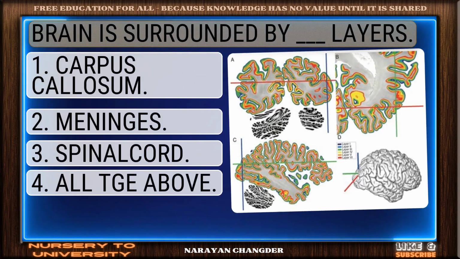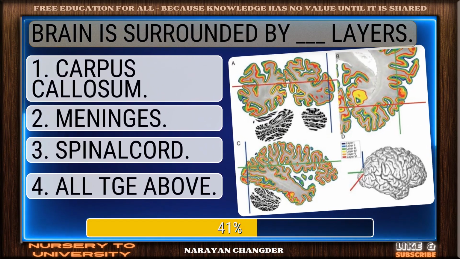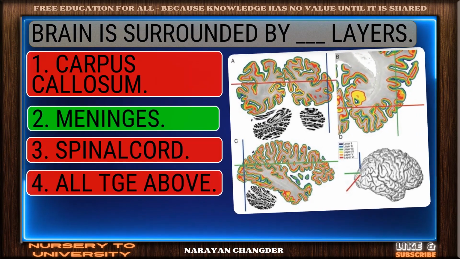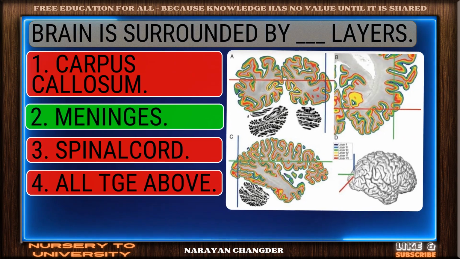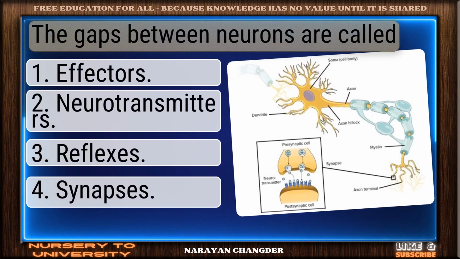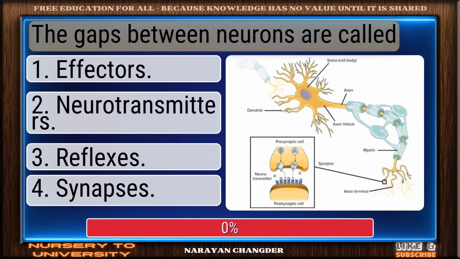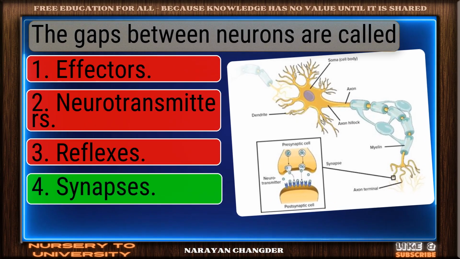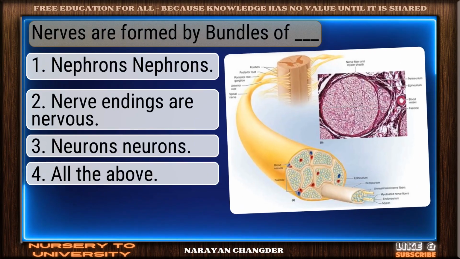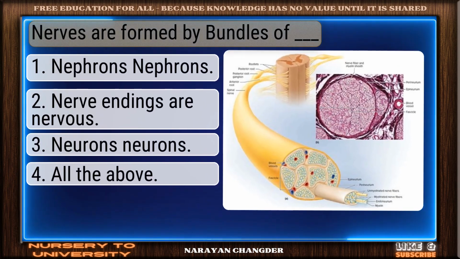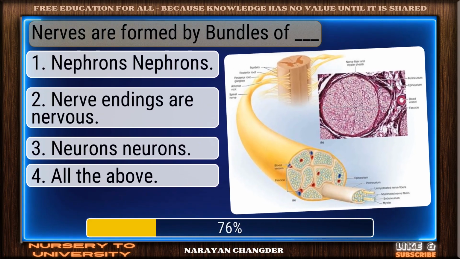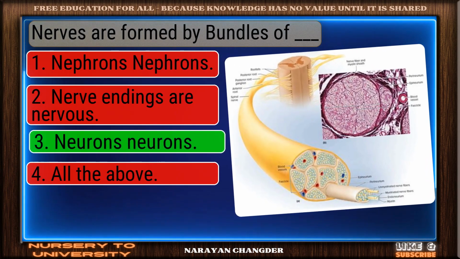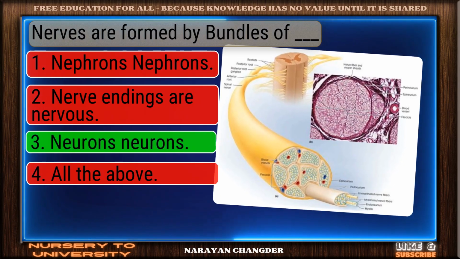Brain is surrounded by dash layers. Nicely done. Meninges is solid. The gaps between neurons are called. Correct. Synapses is spot on. Nerves are formed by bundles of dash. Correct response. Neurons is accurate.